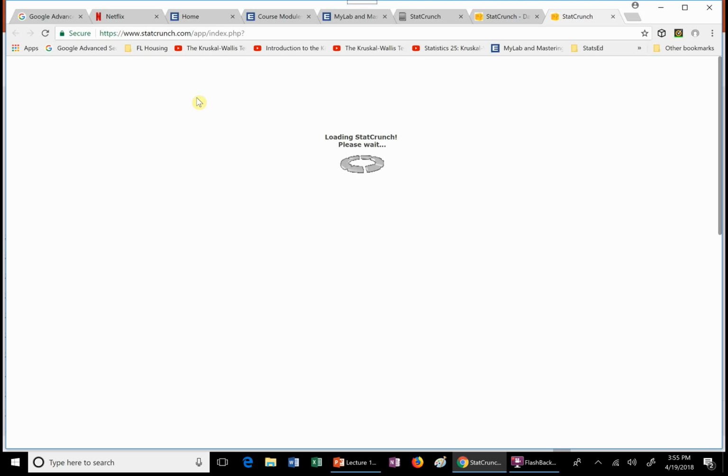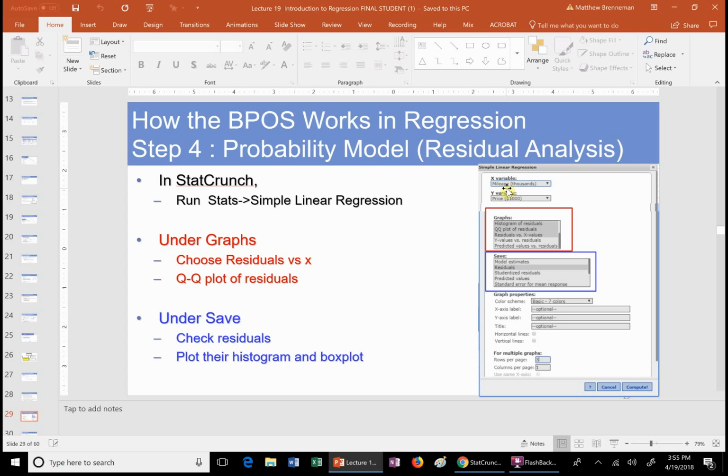Connection's a little slow today, isn't it? So go ahead and when you get that, put in the x and the y variable, and then click on the graph residuals versus x and QQ plot of residuals, and then click Save Residuals.